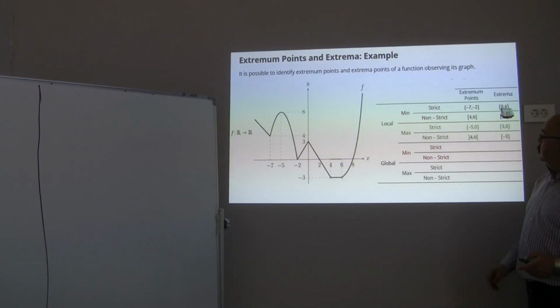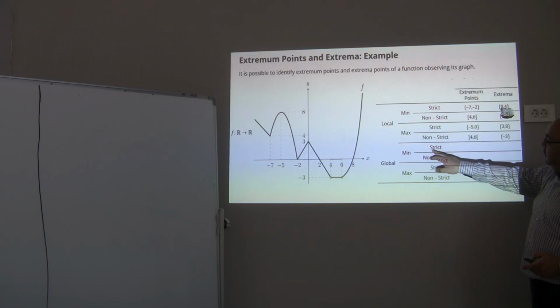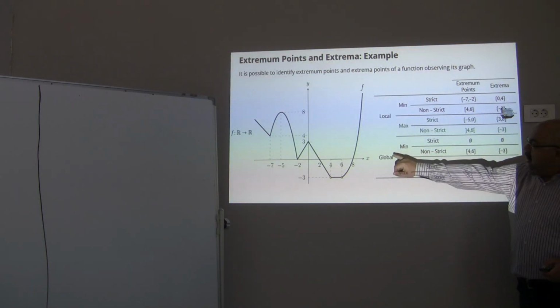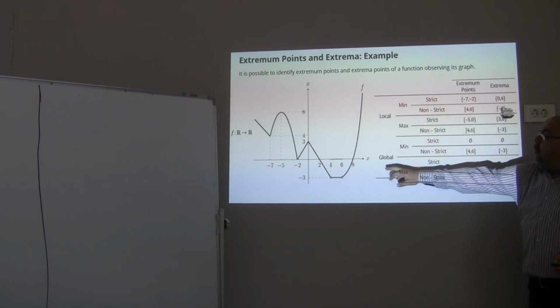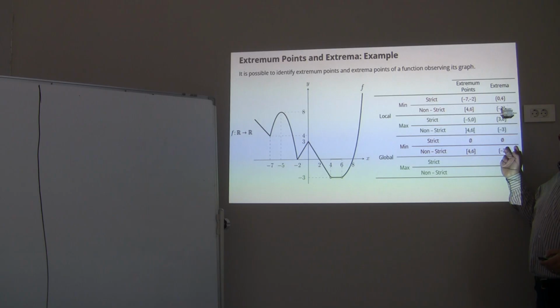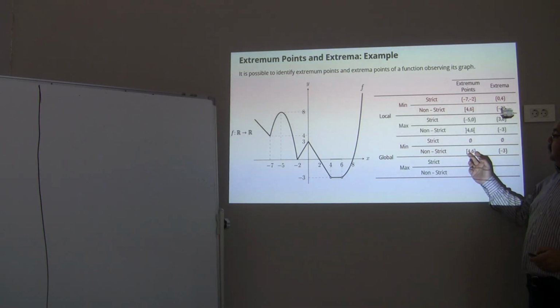So if I want to complete the table for the minimization here, I'm sorry. In the case of minimizing, for strict minimization, globally, there is nothing. There is no specific point. But for the non-strict case, it's going to be between 4 and 6, and the image is negative.